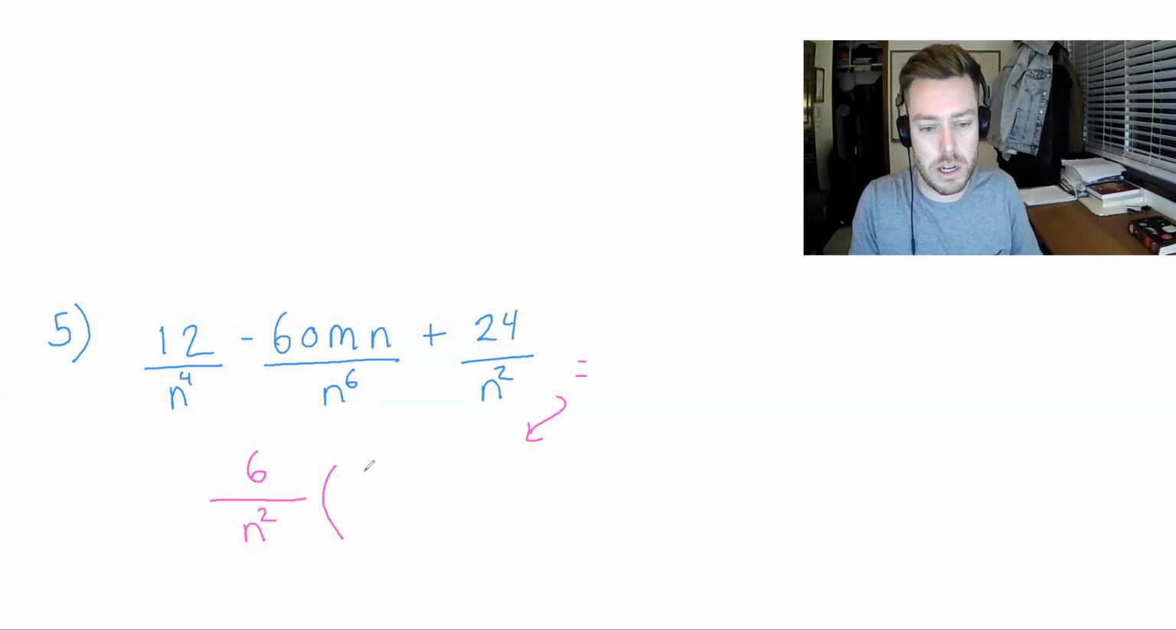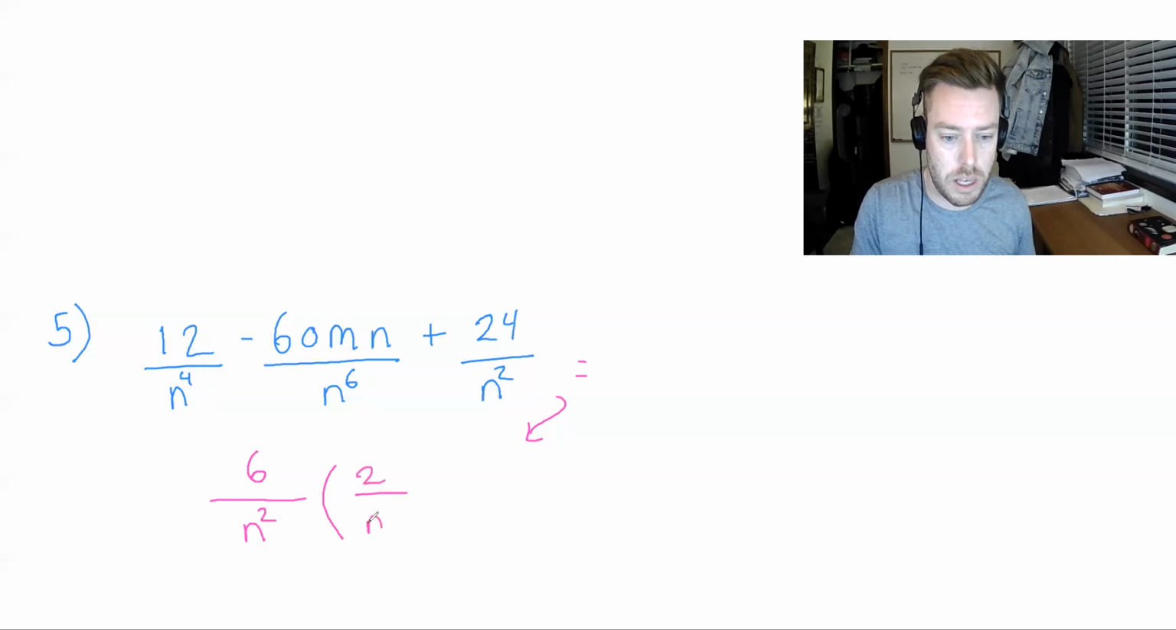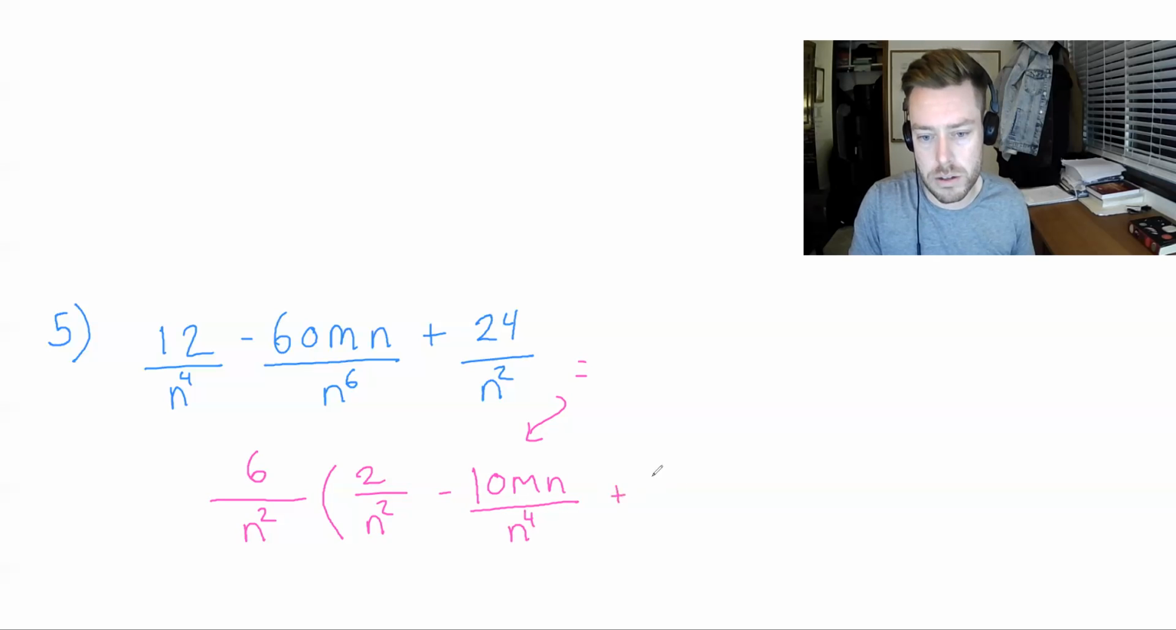This is going to be, now what are we left with? We're left with 2 times n to the second minus, this is going to be a 10 m times n divided by n to the fourth plus 4. 4 or 4 over 1, right? Because we don't have any more of the n squareds.